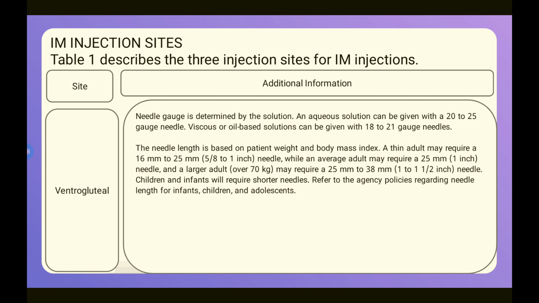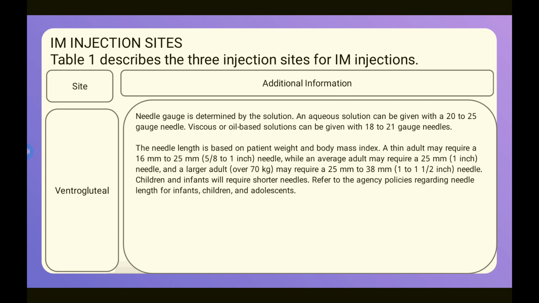Needle gauge is determined by the solution. An aqueous solution can be given with a 20 to 25 gauge needle. Viscous or oil-based solution can be given with 18 to 21 gauge needles. The needle length is based on the patient weight and body mass index.